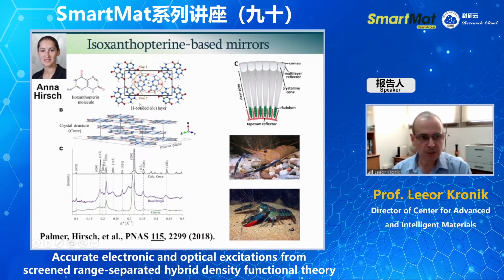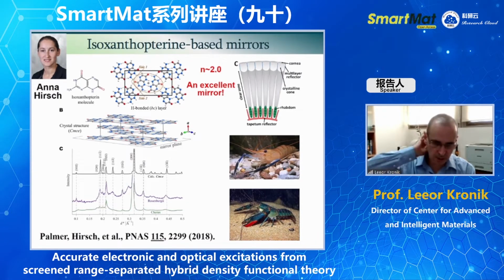We could also tell why it's a good idea to have mirrors based on this. We could calculate the index of refraction, find that it's really, really high, almost 2. So it would promote total internal reflection, which is exactly what is necessary for a good reflecting mirror.